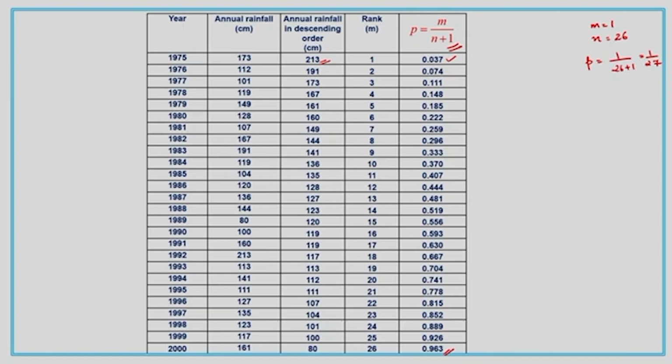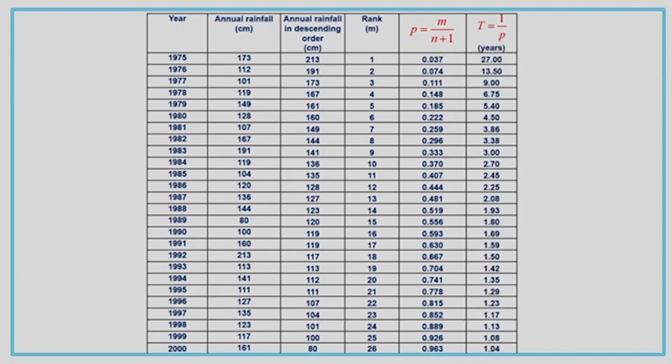Now, we have calculated the probability corresponding to each and every data point. Next, we need to calculate the return period. Return period is given by 1 divided by p. So, that is calculated over here in this column. T is equal to 1 by p. T is nothing but our return period. So, if you find out the inverse of this p, you can compute the return period corresponding to each and every data point. So, return period is varying from 27 to 1.04.